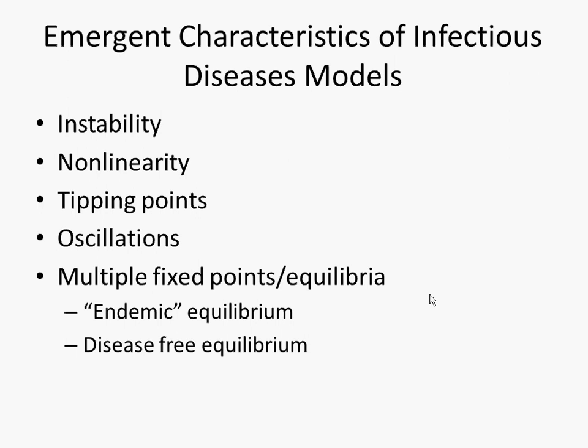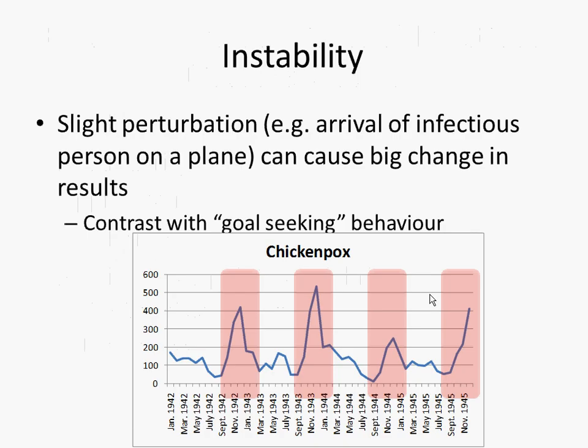Another aspect of nonlinearity is that there are situations where you have multiple fixed points. You can have one outcome or another outcome, which can be very different, and they can have different stability associated with them. Okay, so we'll take a look at some of these features. Instability, as we've noted, is something we've referred to before, but we'll see it in a big way with infectious diseases and the spread of those infections.